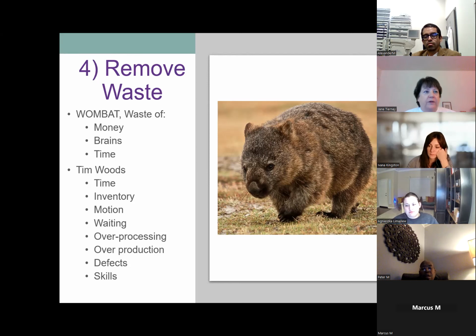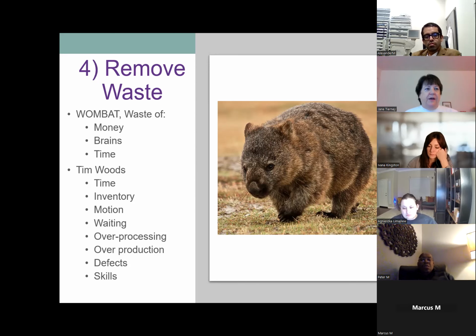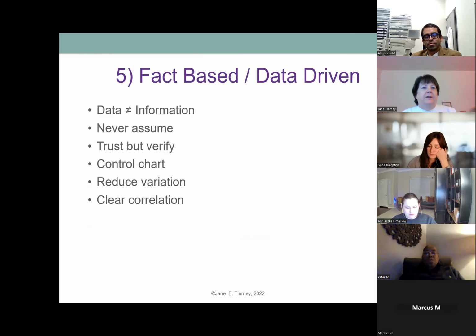And then TIM WOODS, we talked about before, these are the wastes, right? The time, the inventory, the motion, the waiting, the over processing, overproduction, defects, and skills. So these are the 1, 2, 3, 4, 5, 6, 7, 8. Yeah, this has the 8 in it. So sometimes it's 7, but that's the skills at the bottom that gets added on. That is also part of that 8 wastes. So again, fact-based, data-driven, that's what we want to do.